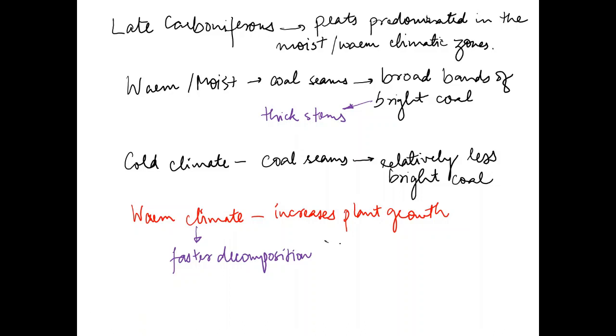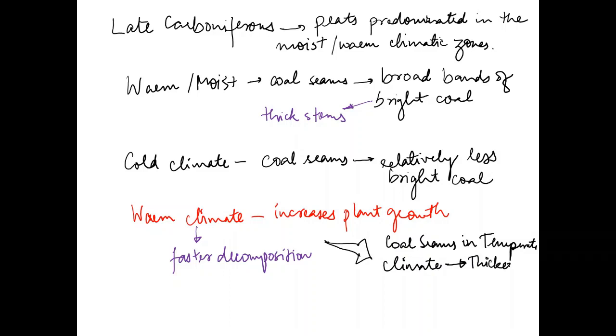So what does this imply? It implies that coal seams in temperate climate, they are thicker. They are thicker. Why? Because there the rate of decomposition is relatively slower than the warm climate.